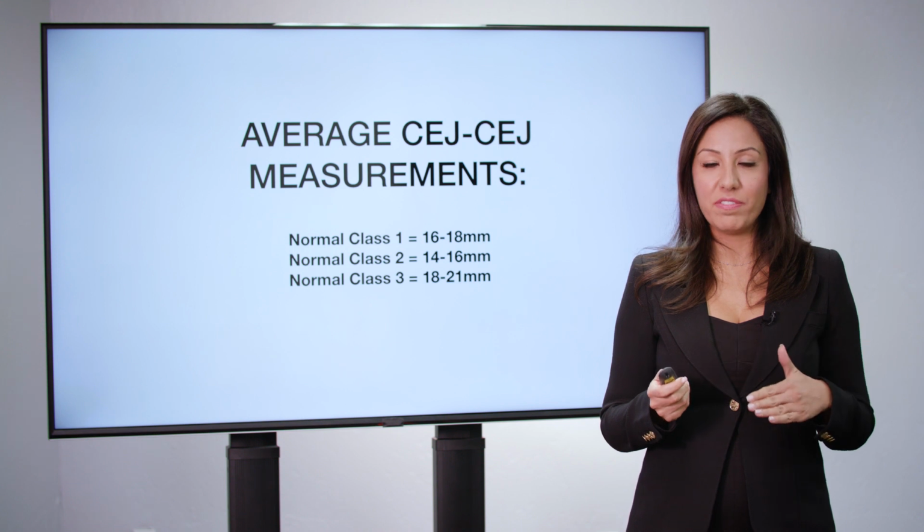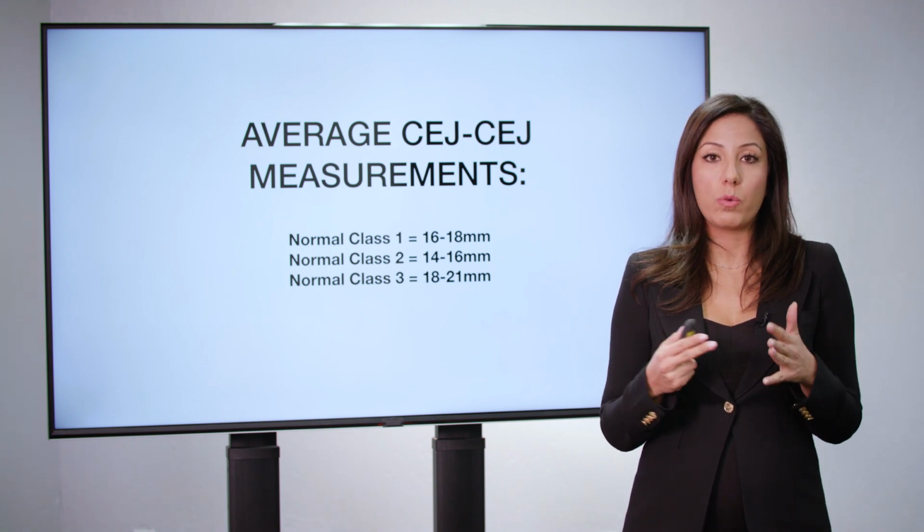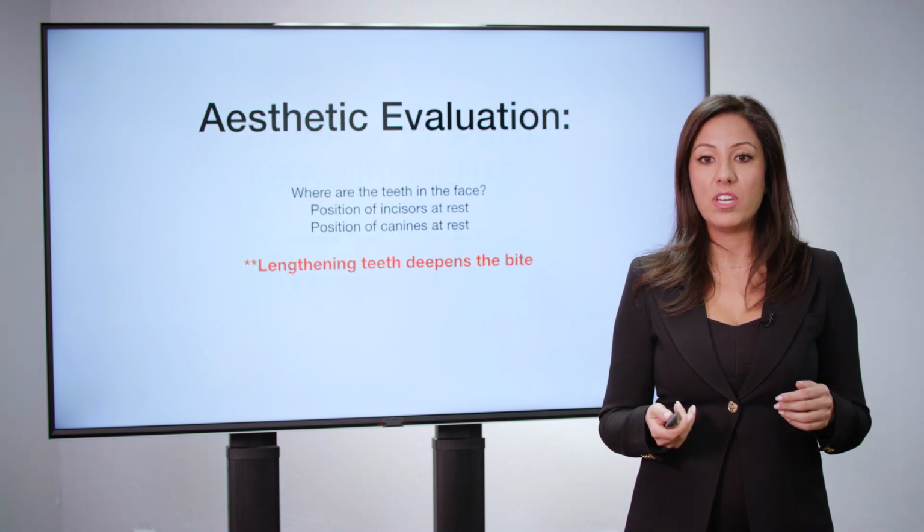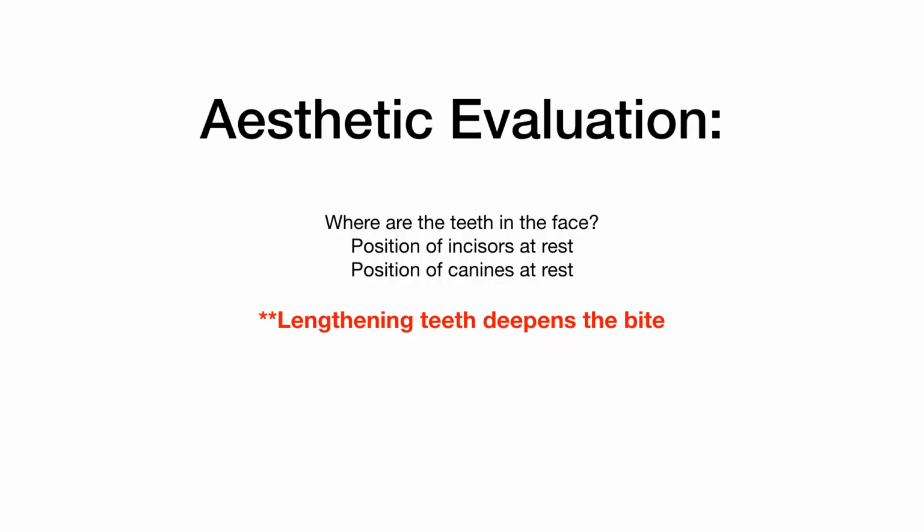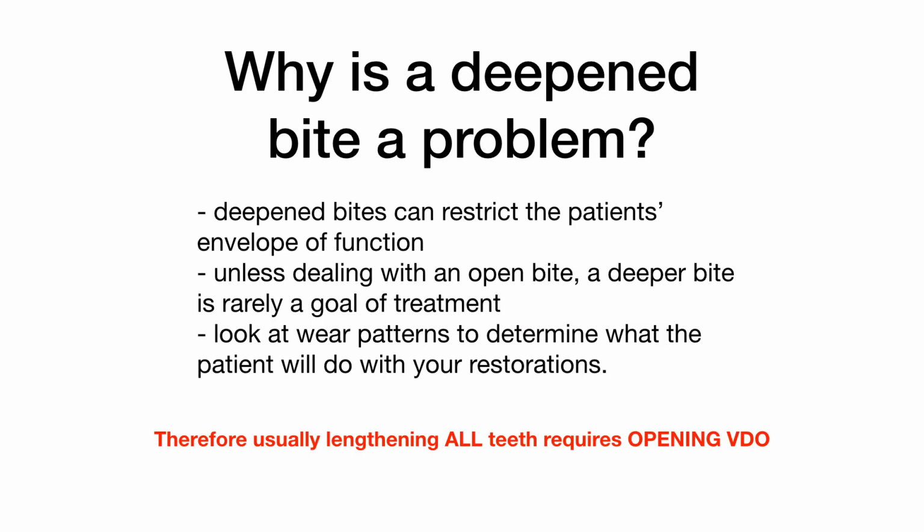The next step to figuring out how much or where we want the right vertical dimension to be for this patient is an aesthetic evaluation. Look at where the central incisors are in the face, look at where the canines are in the face, and always remember a very important point: lengthening the teeth alone, without making a change to vertical dimension, will deepen the patient's bite.